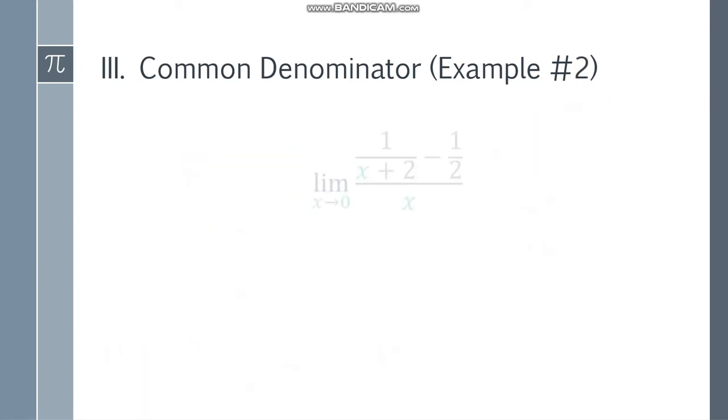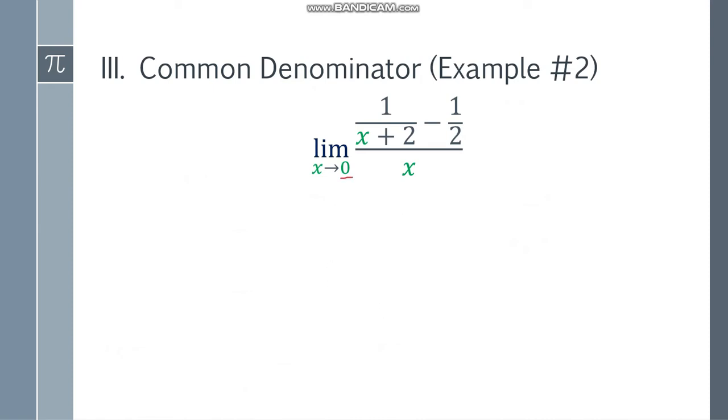Let's have another example. Okay, a more complicated one. In the numerator part, we have 1 over x plus 2, and you will subtract 1 half, minus 1 half. And the denominator will be x. Again, we cannot have direct substitution, because if you substitute it directly, we will have a 0 alone in the denominator. And we don't want to have that kind of answer. So we must do common denominator.